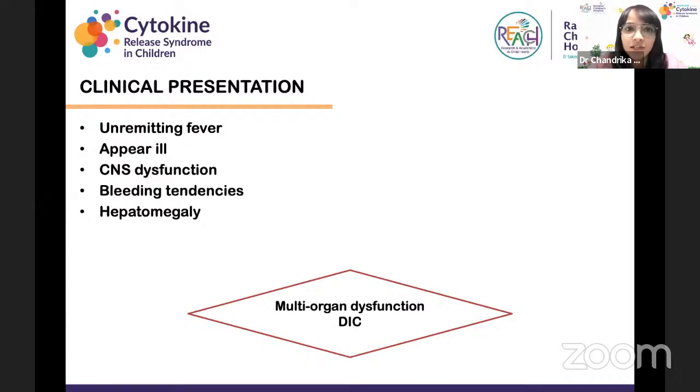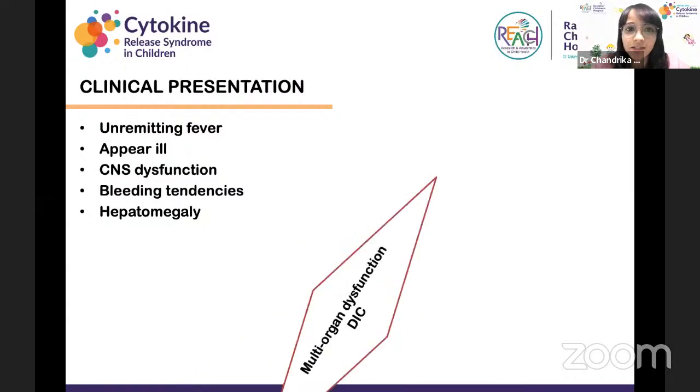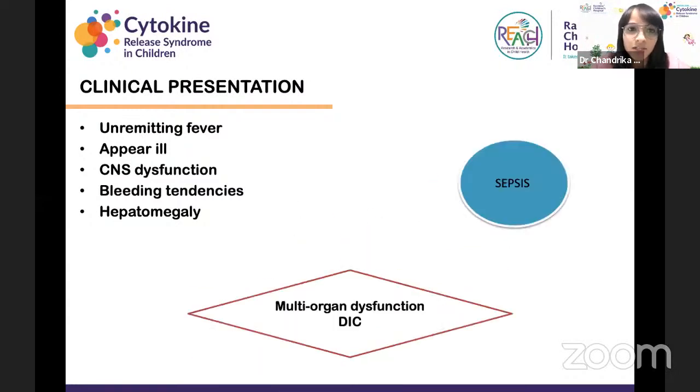They may have bleeding tendency with hemorrhages, petechiae, purpurae, and as the disease progresses, there can be liver dysfunction, cardiorespiratory compromise as well. And what we ultimately see if these children present late is a picture of multi-organ dysfunction, and a picture similar to disseminated intravascular coagulation because of the degree of consumption of fibrinogen that happens. And if you happen to see a child at this stage, in the Indian context, rightly so, we would first probably think of sepsis.